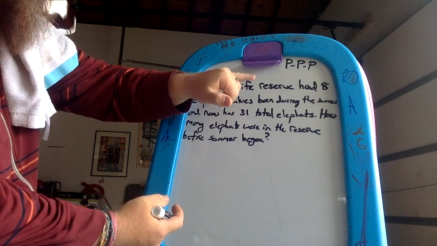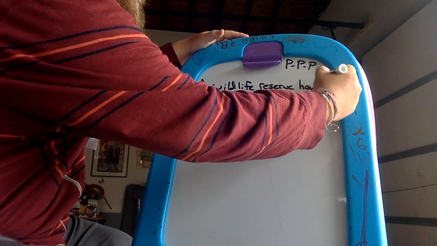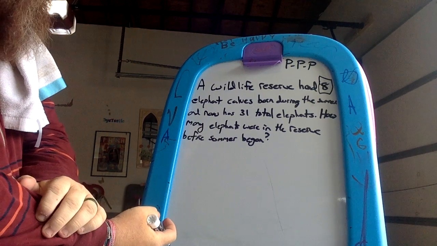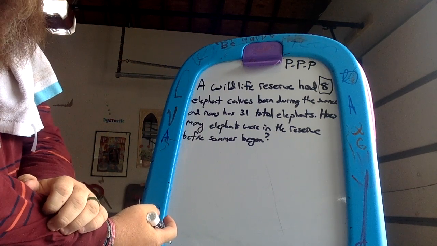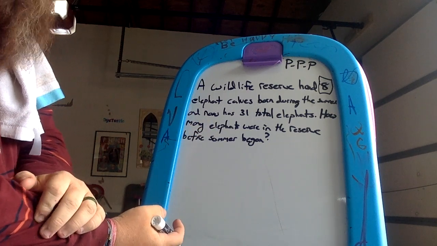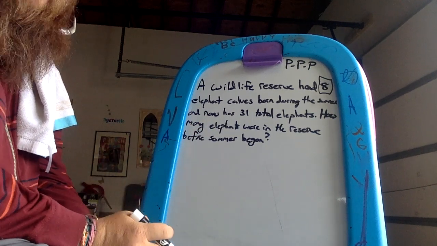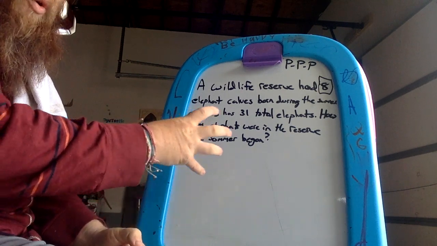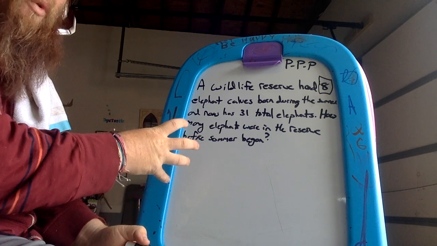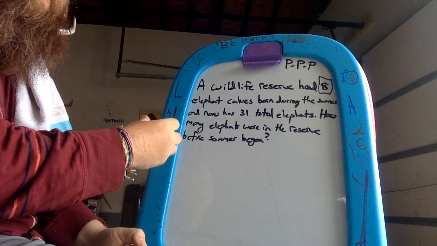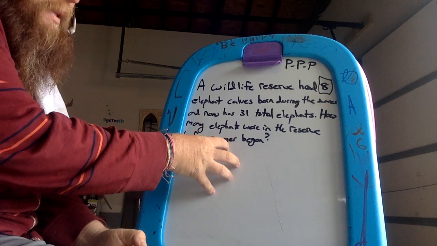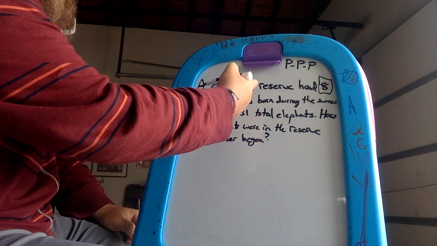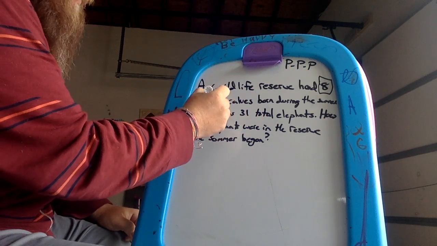So a wildlife reserve had 8. So we know that yes, absolutely, 8 is going to be something that we're going to need. Had 8 elephant calves born during the summer and now has 31 total. Okay, how many elephants were in the reserve before summer began? So what else is going to be important for us to really understand when we have to write the equation? So the main thing is you're going to have to write your own equation, and then what you do to one side, you do to the other, and then the answer that you get obviously needs to apply to what the question asks.